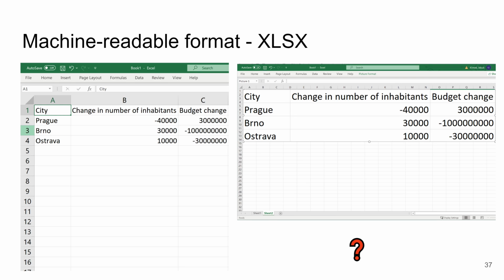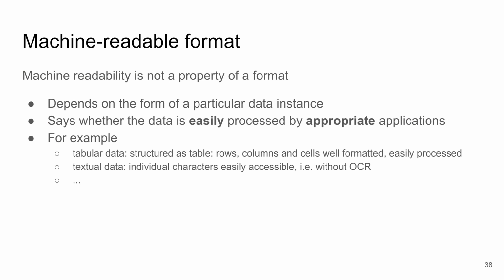And this actually is exactly the difference between machine readable format and machine unreadable format. It does not depend on the format itself. It is a property of a specific data instance, which means a specific file. So machine readable file is a file where the data format is used as it is supposed to be used, and it is easily processed by an appropriate application. So, for instance, when we have tabular data, like we had with the Excel, for tabular data Excel is quite an appropriate application. If the data is processed easily, then the data is machine readable. If it is not processed easily, then it is not machine readable.